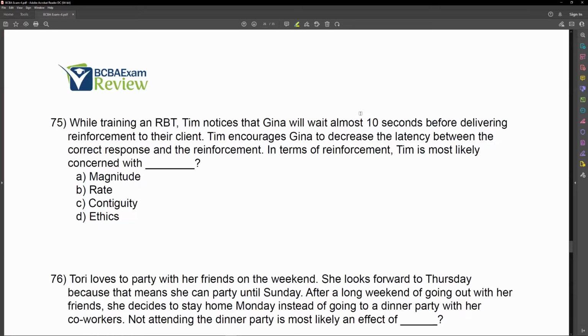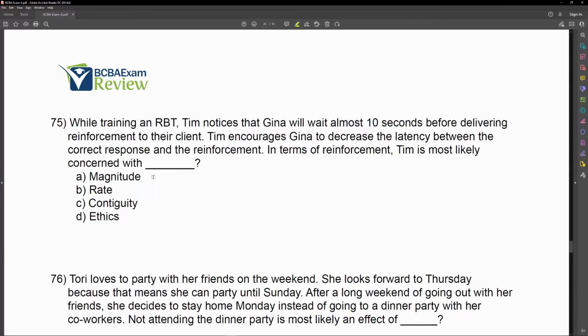What do we know about reinforcement? We know it should be delivered as close to the behavior that we want to reinforce as possible. If we wait 10 seconds, that leaves a lot of time for another behavior to take the place of the behavior we actually want to reinforce. By decreasing the latency, we are closing the gap between the reinforcement and the response. The response and the reinforcement are getting closer. What do we consider that? What's the closeness of reinforcement to the response? There's a certain word for that.